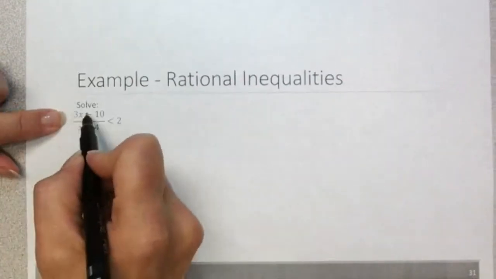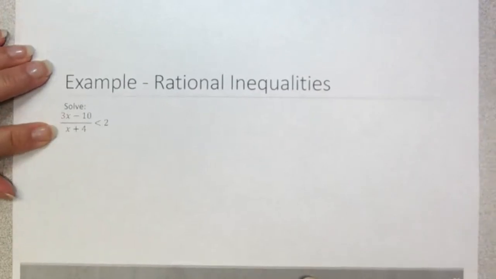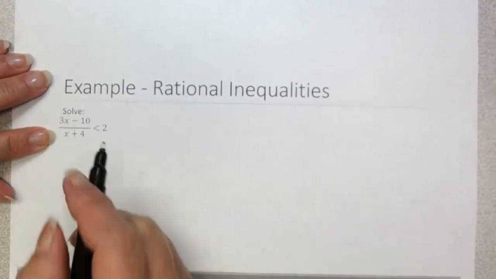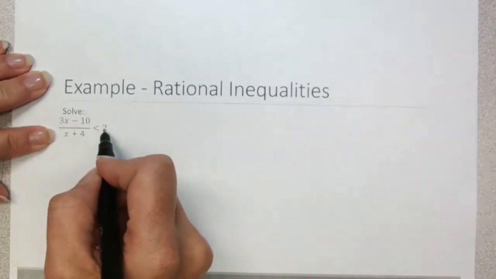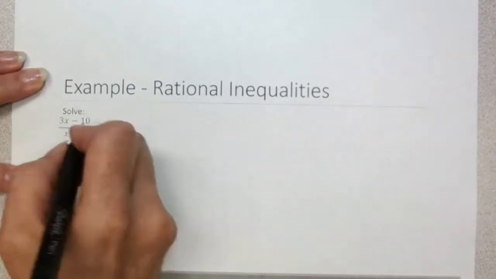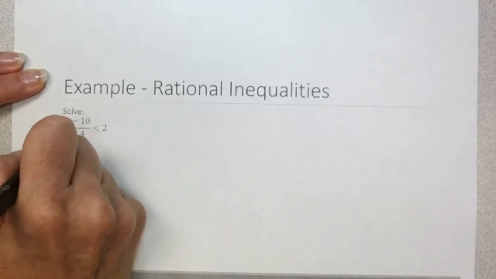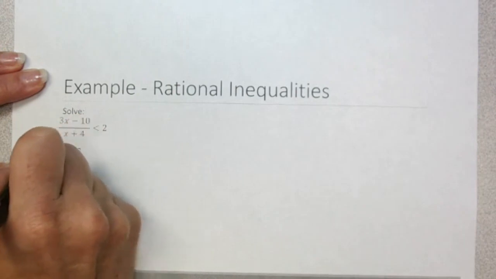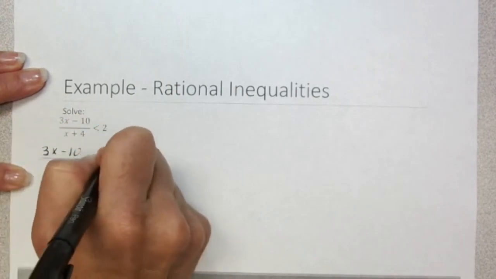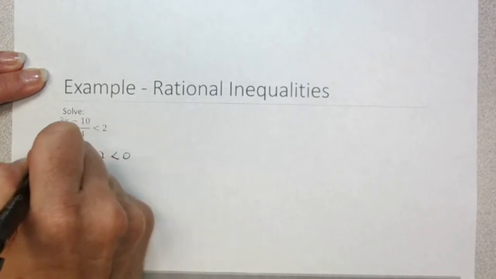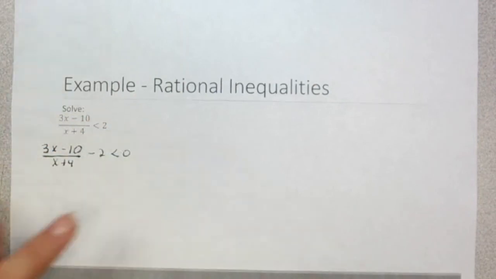All right, so here we have (3x minus 10) over (x plus 4), and it's less than 2. It's not 0, so I need to make that side 0. Let's subtract the 2 from both sides. Then we have (3x minus 10) over (x plus 4) minus 2 is less than 0. Okay, so now we made it 2 terms with one side 0.